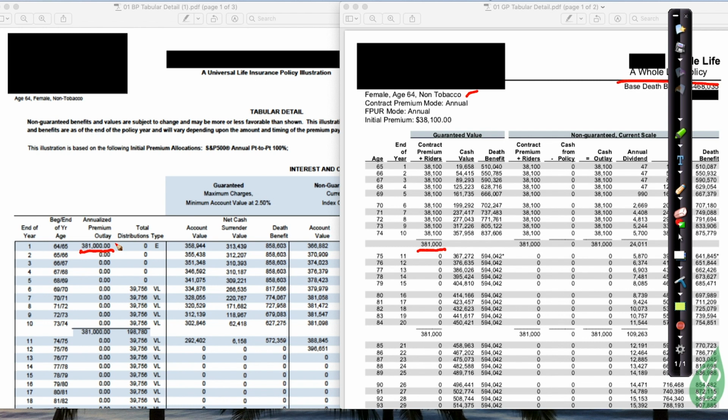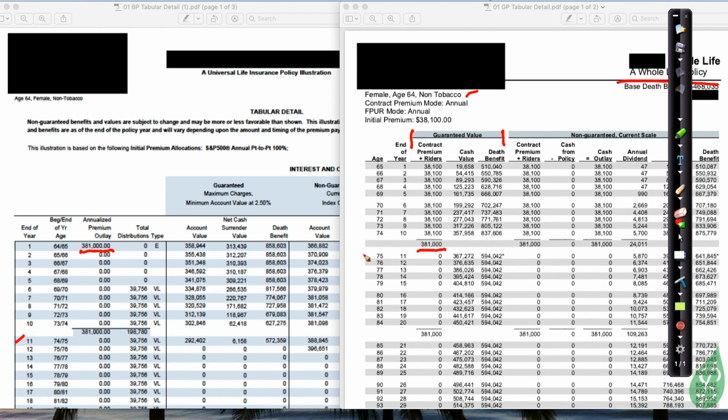So cumulative premium on both of these policies is going to be the exact same, $381,000. Let's look at the guaranteed values on this tabular detail page. Guaranteed values, remember, are what tell us whether a policy is good or bad. Non-guaranteed values are hypothetical. They may be there, they may not. If the guaranteed values are good, though, the policy is good. This policy, the bad policy, runs out of guarantees after year 11. So year 11 is really the last year we have to compare with anything.